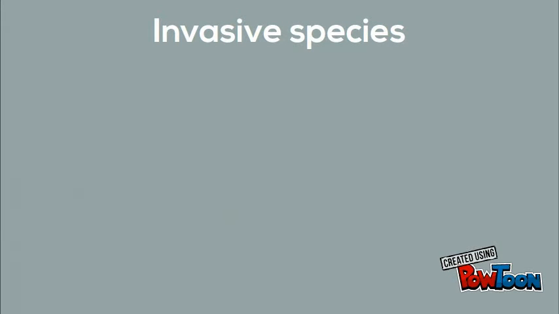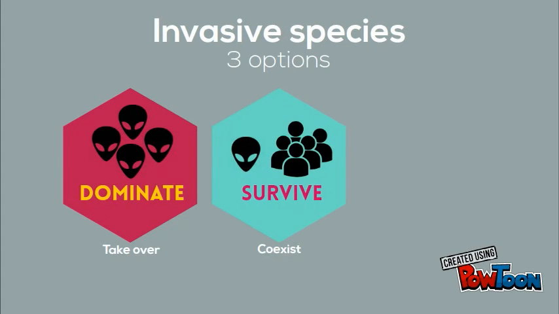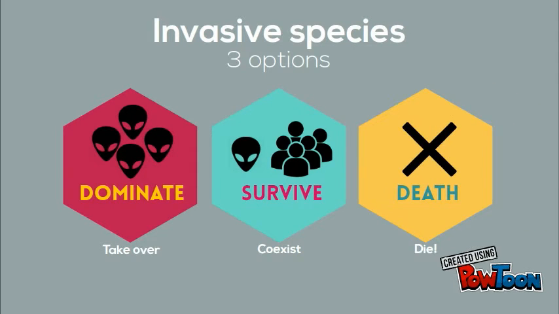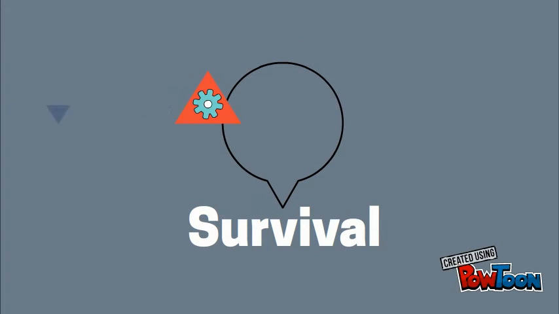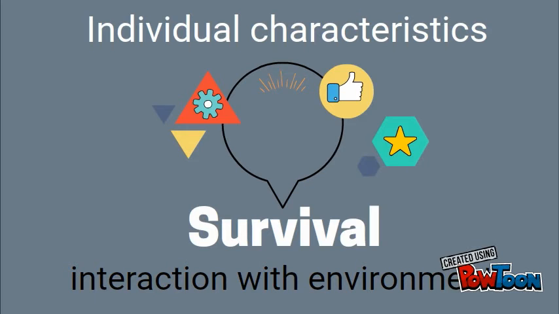Invasive species, when introduced into a new ecosystem, have three main options: take over as the dominant species, survive and live with the dominant species, or just plain die. Survival of any species depends on two sets of factors. 1. Individual qualities that allow it to survive, and 2. How the species interacts with the environment in which it exists.